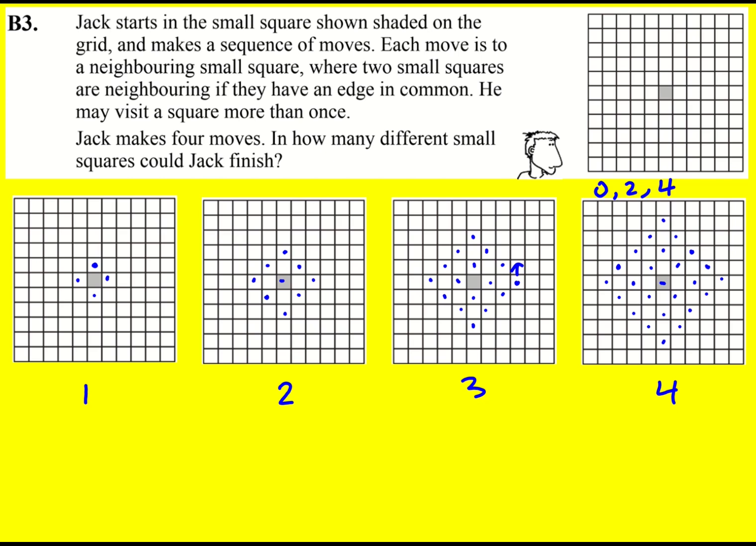And in theory, you could just go straight for this pattern straight away if you realize that they can move 0, 2, or 4. So how many different squares could Jack finish on? We just need to add these up. I'm going to do this carefully.